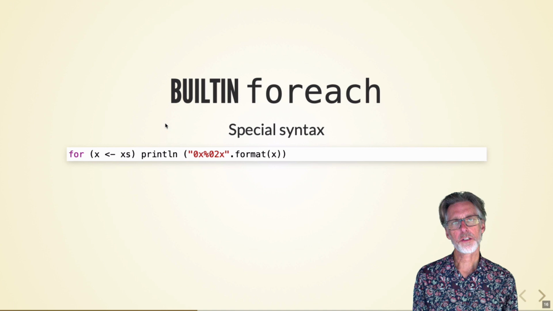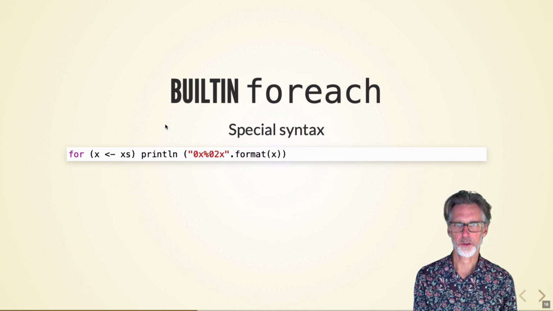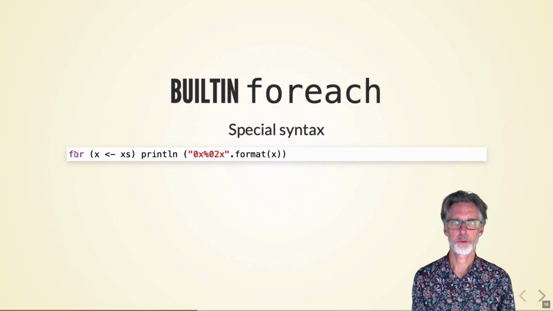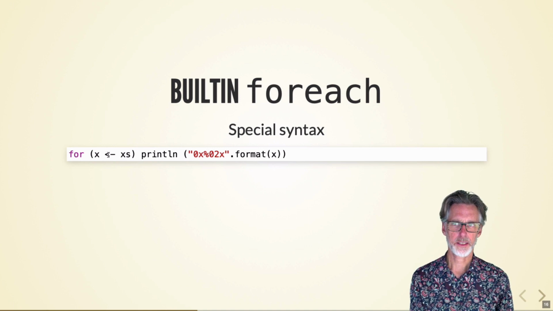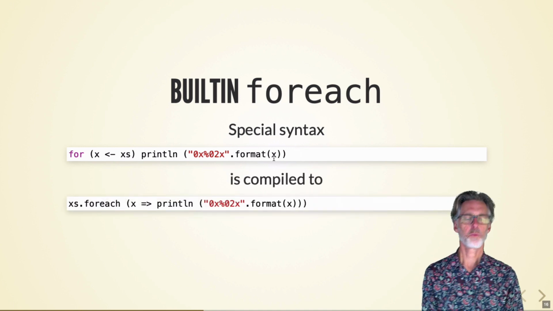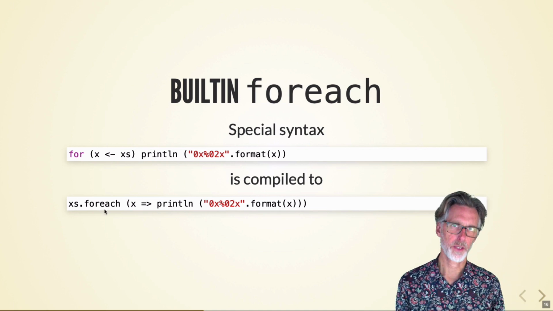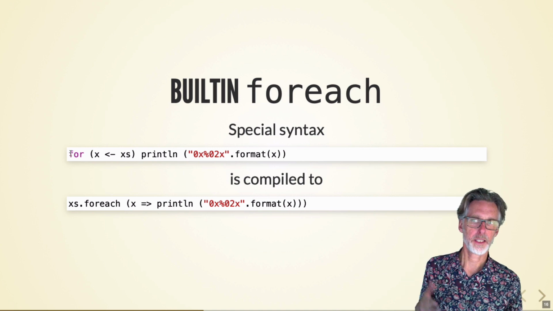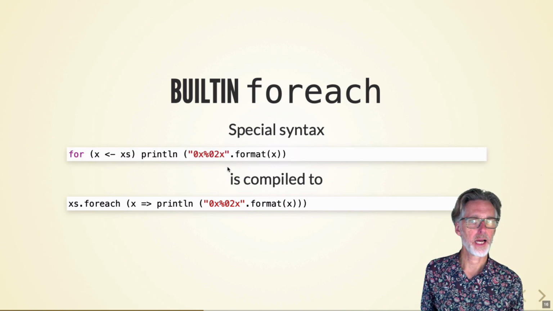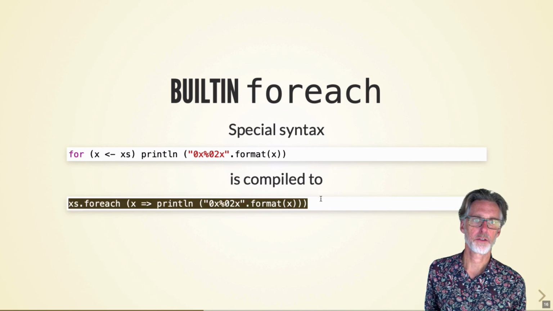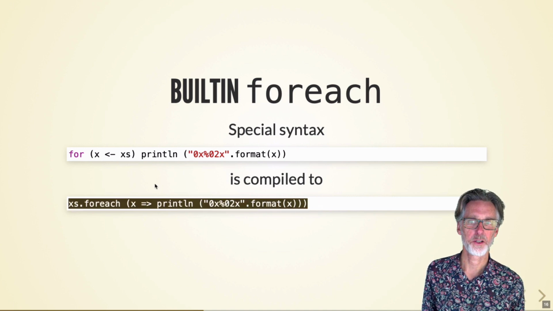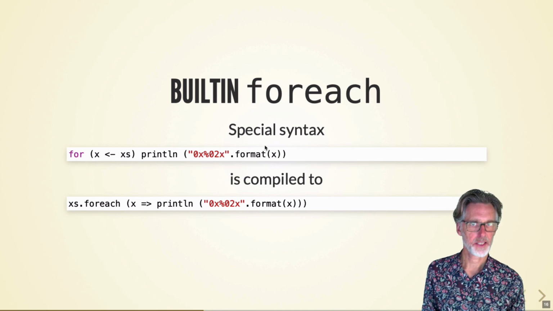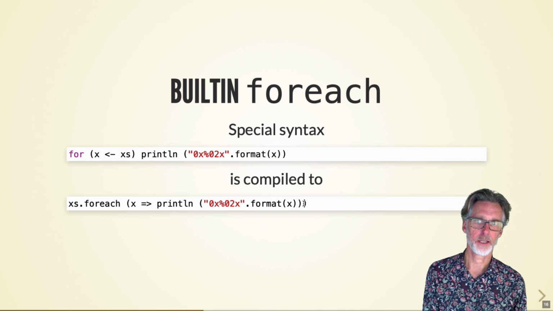The built-in FOREACH also has a special syntax associated with it, which is called a for loop. So I can write this: for each x in XS, I'm going to print out the format of x. And what this gets compiled to is simply a call to FOREACH. So the rationale is that this is a little bit easier for programmers to read, and this is nicer for the compiler to actually run. So you can type things in this way, and they will run like this.